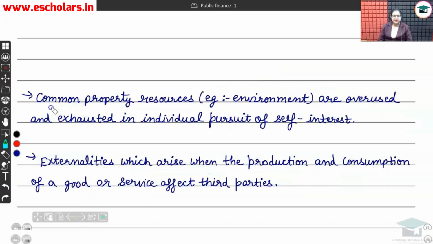Now students, there are some resources which are common property resources. What are common property resources? These are the resources which can be used by any person living in the society. For example, trees in the forest.